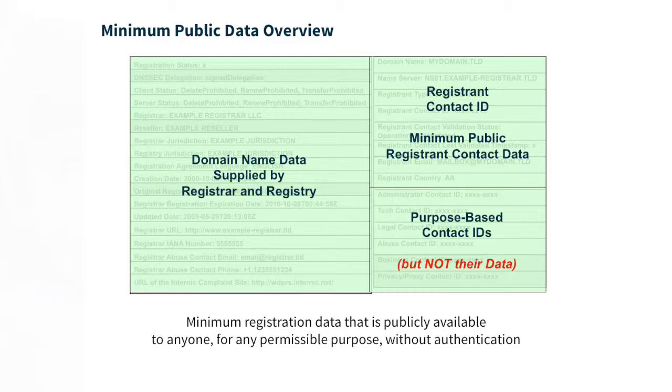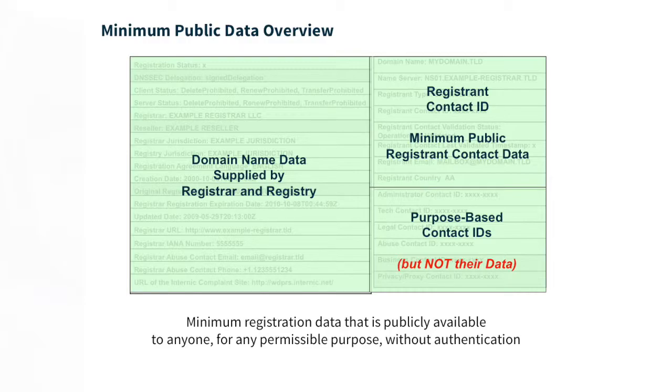Only the minimum public data set shown here would be freely available to anyone, for any permissible purpose, without requiring authentication. This bare minimum includes registry and registrar supplied information, registrant contact ID and email address, along with purpose-based contact IDs. To improve accountability and reachability, validated registrant, admin, technical, abuse, and legal contacts would be required for all new domain names. However, only contact IDs would be in the minimum public data set.